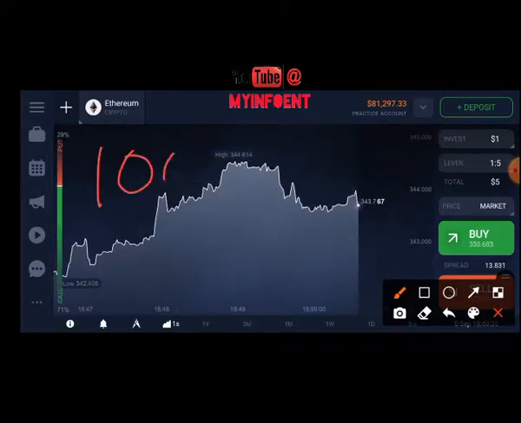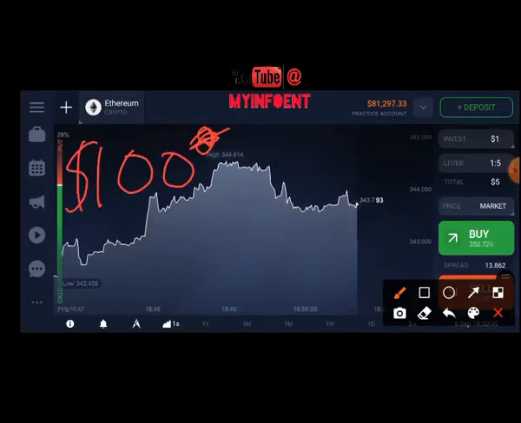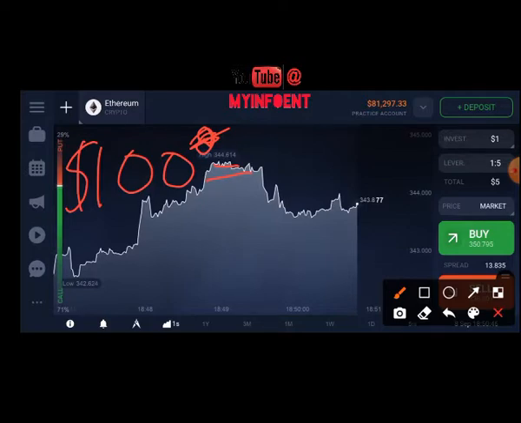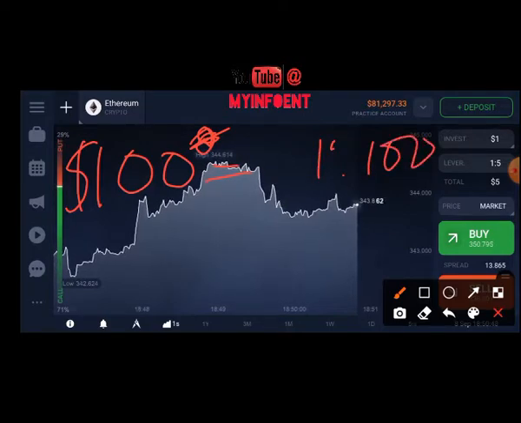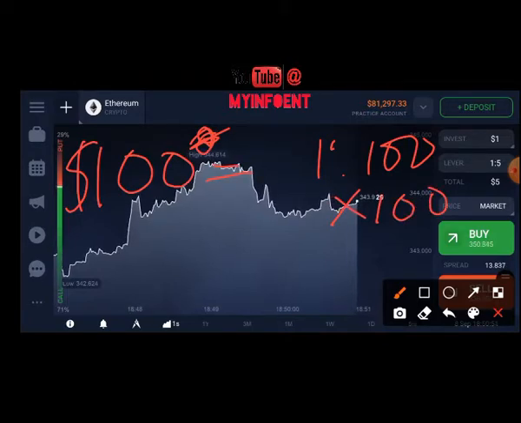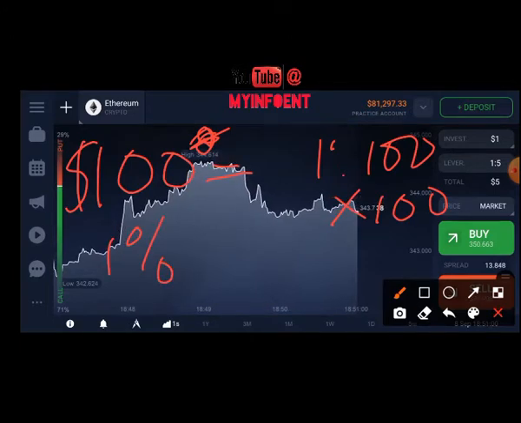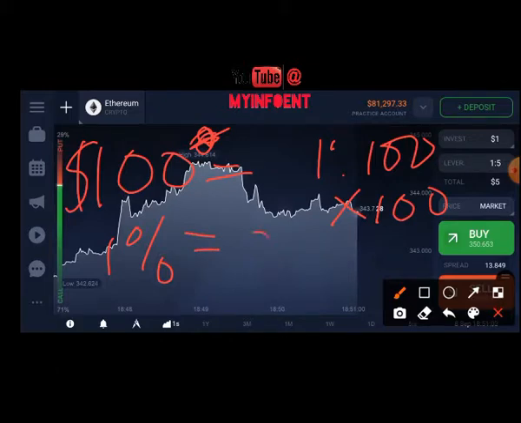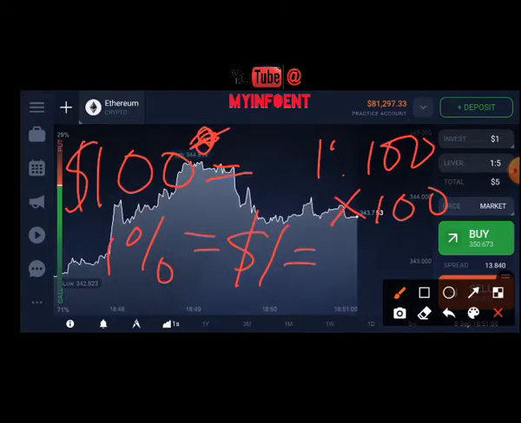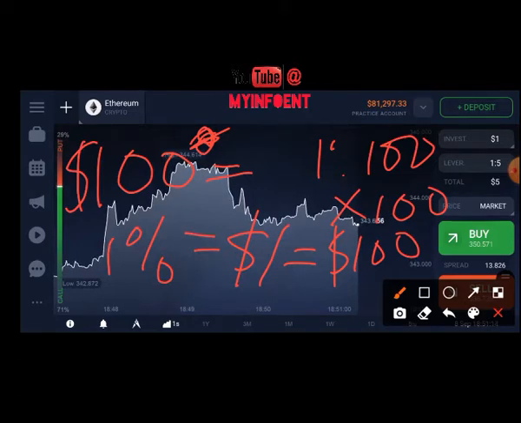Assuming you have $100 in your trading account, and you use it to buy Bitcoin or Ethereum with a leverage of 1:100. It can also be known as X100. Now, if the price of Bitcoin rises by 1%, if you're trading without leverage, you're supposed to get $1. But because you're trading with a leverage of 100, you now make $100 as your profit. This is how leverage works.